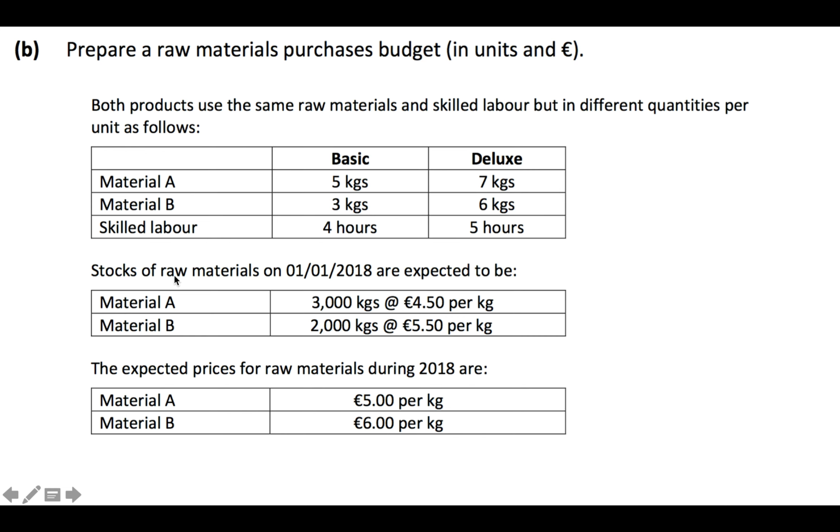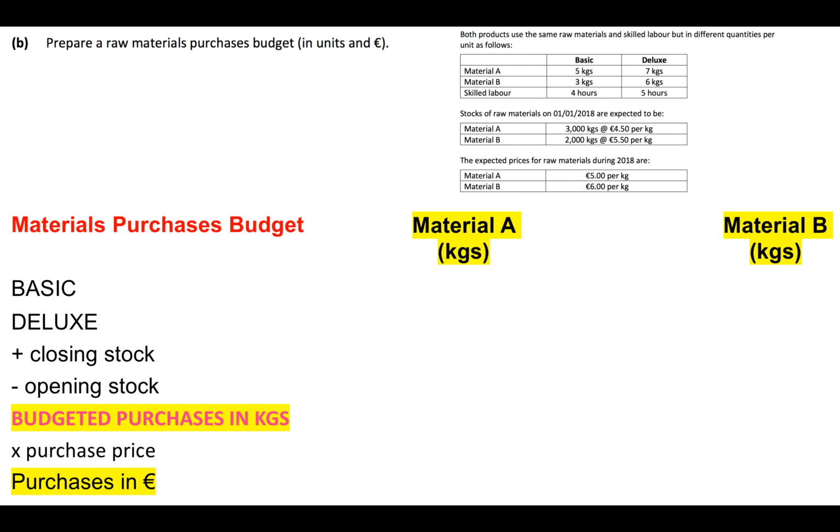needs 6 kgs. So stocks of raw materials on the 1st of the 1st are expected to be, so this is the opening stock of raw materials. So they had 3,000 kgs of material A, and they had 2,000 kgs of material B. Now they purchased them last year, so we don't care about the price there, but the expected prices for raw materials during 2018 are €5 per kg for material A and €6 per kg for material B. So that will be important there. That's how much it's going to cost us this year to purchase those. So let's have a look. How many units do I have to prepare or to buy?